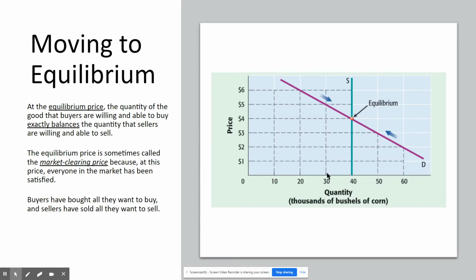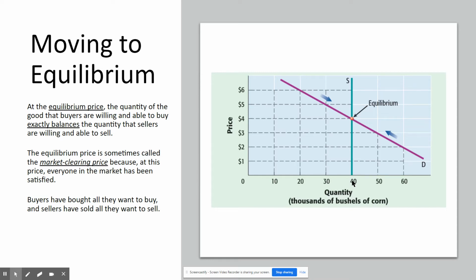So how do you move to the equilibrium? So at the equilibrium price, the quantity of the good that buyers are willing and able to buy exactly balances the quantity that sellers are willing and able to sell. So what we have here is we have our supply curve, we have our demand curve, and where they intersect, that point we call equilibrium, okay? And then from that equilibrium, if we move left over to the y-axis, we get the equilibrium price, $4, and we have the equilibrium quantity supplied, which is 40, okay?